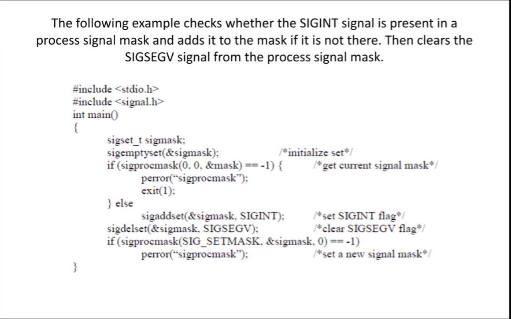So here you need to understand that one signal, SIGINT, is going to be added to the signal mask. Added to the signal mask means you are going to block that signal, SIGINT. If it is not there, you are going to add it to the mask, and you are going to clear the SIGSEGV, that is the segmentation fault signal. You are going to clear that SIGSEGV signal that is present in the signal mask.